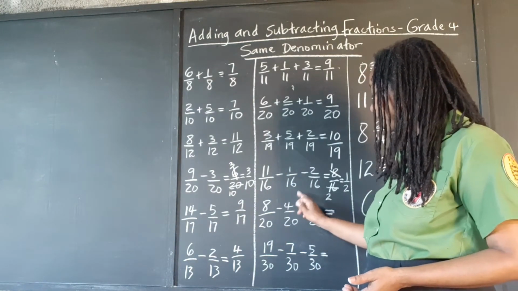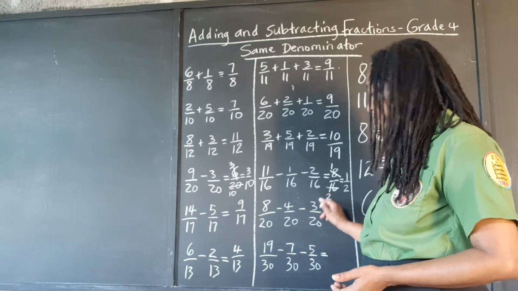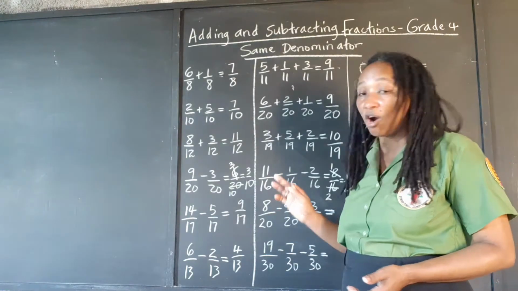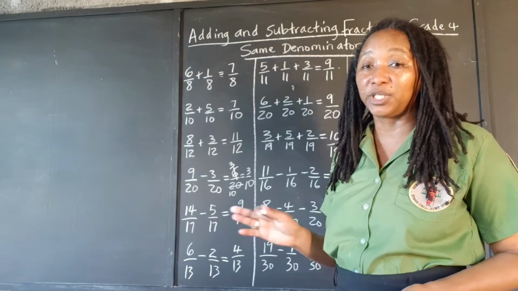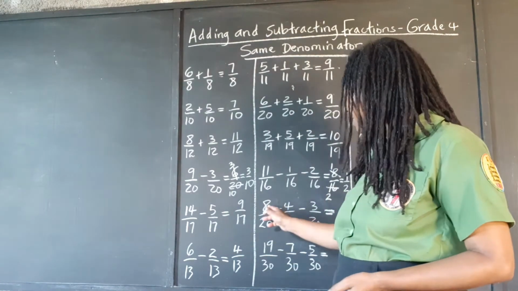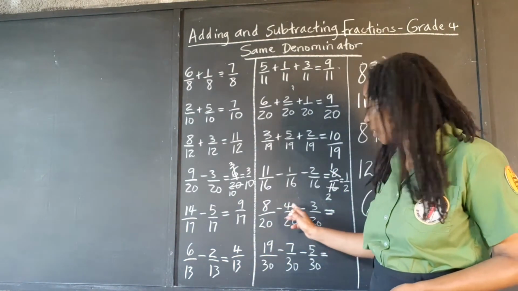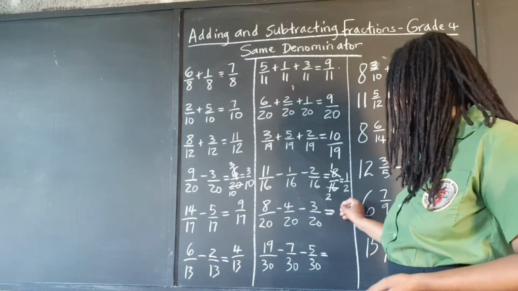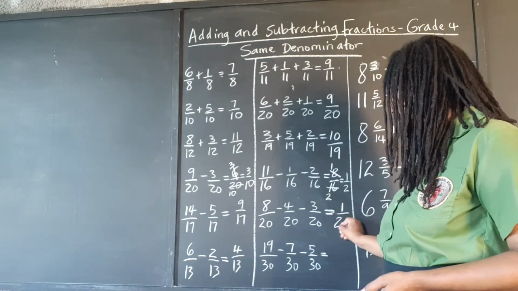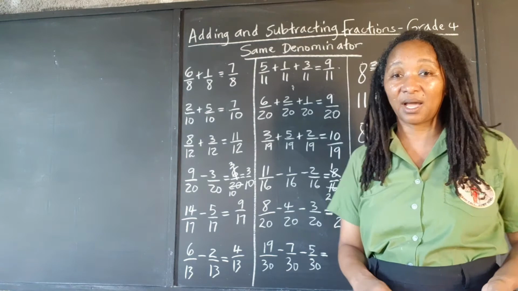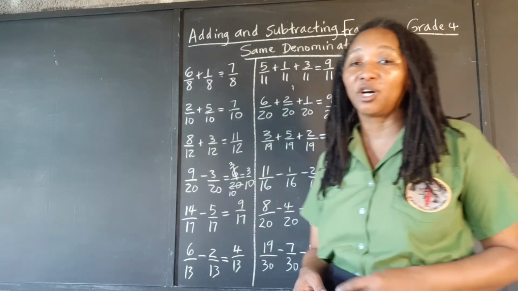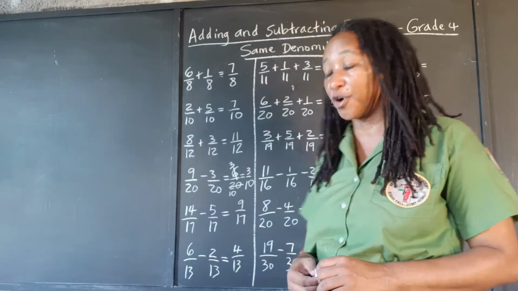8/20th subtract 4/20th subtract 3/20th. They're all over the same denominator, which is 20. 8 take away 4 is 4. 4 take away 3 is 1. So that's 1/20th. And that, of course, is already in its simplest form.